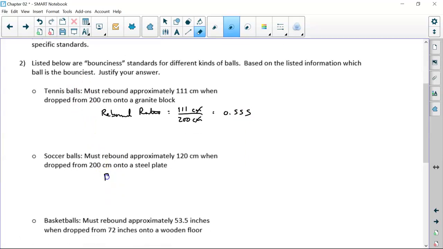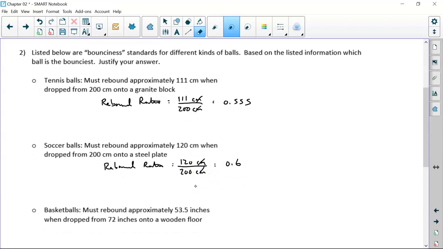For a soccer ball, the rebound ratio is going to be 120 centimeters over 200 centimeters. And this one's with a steel plate. Don't ask me why. So that's going to be 0.6, because the units cancel out.